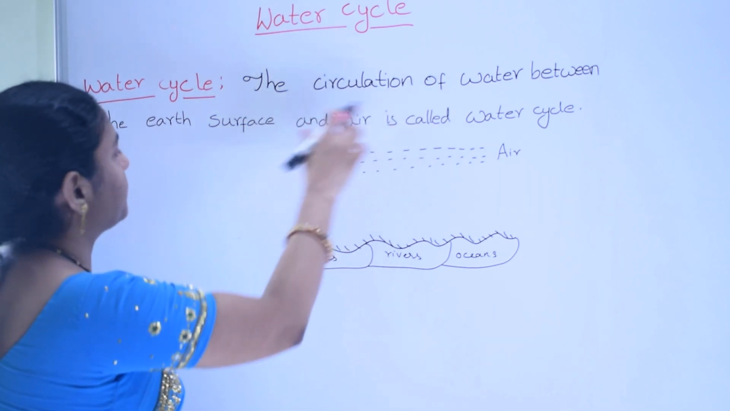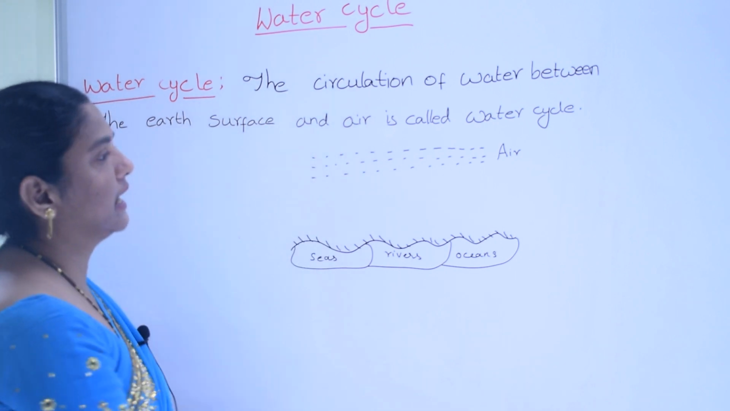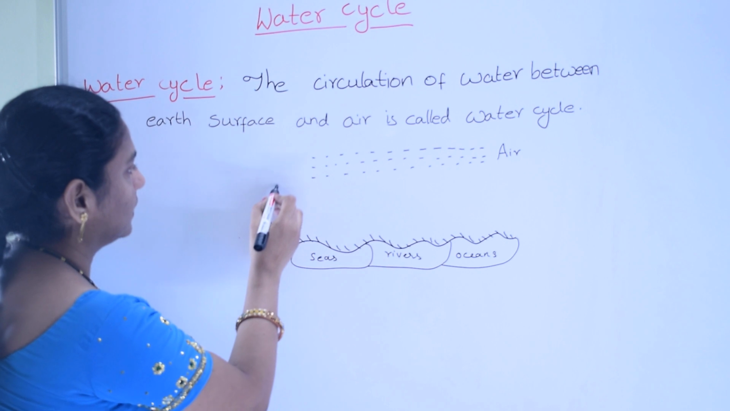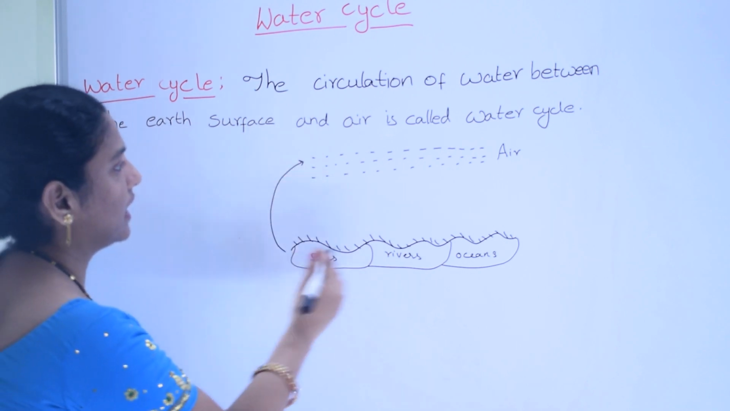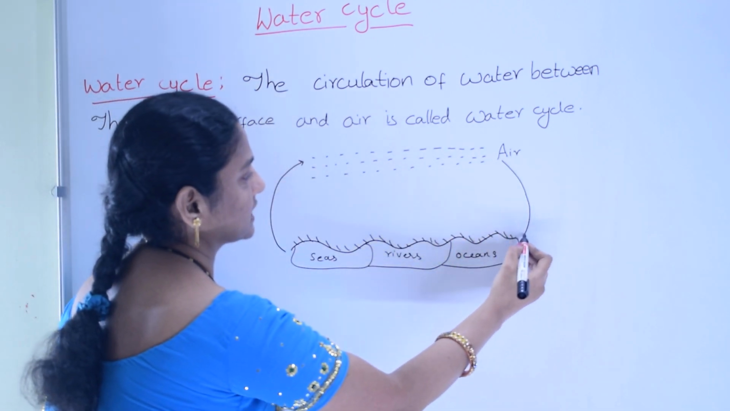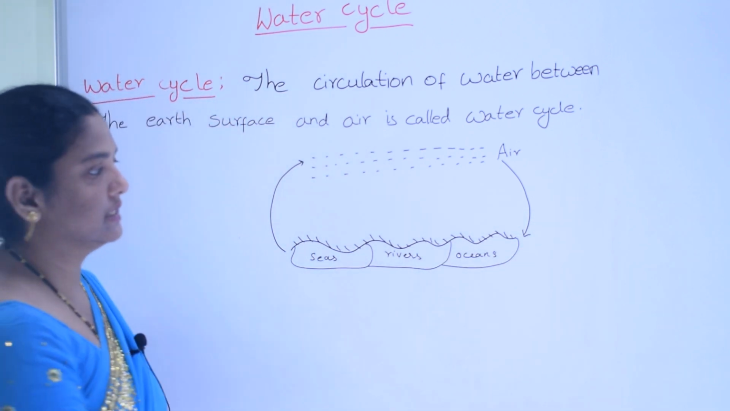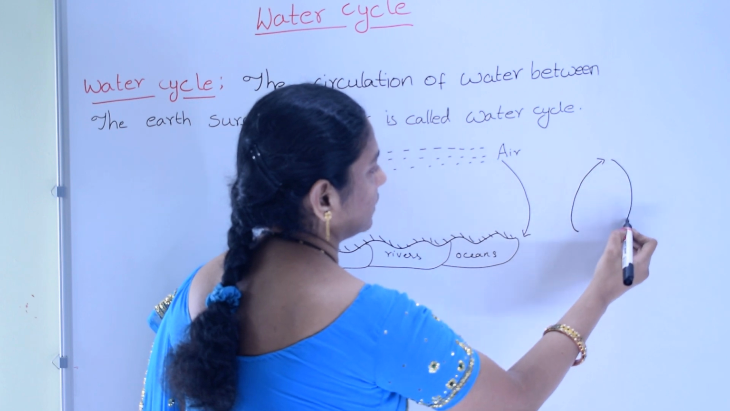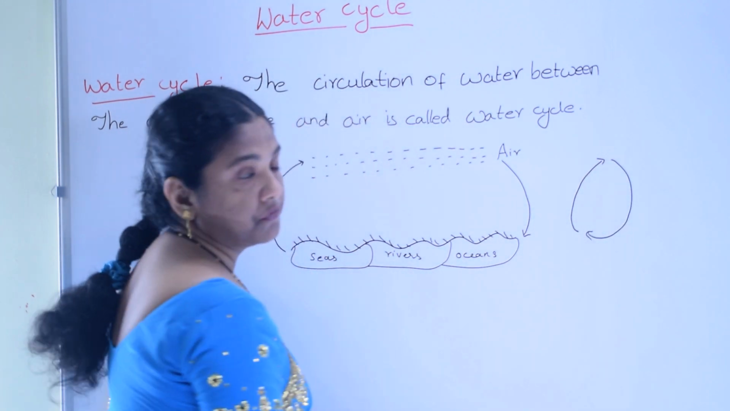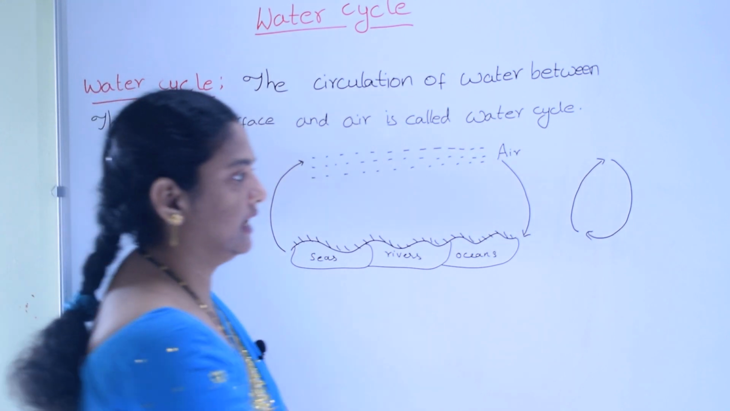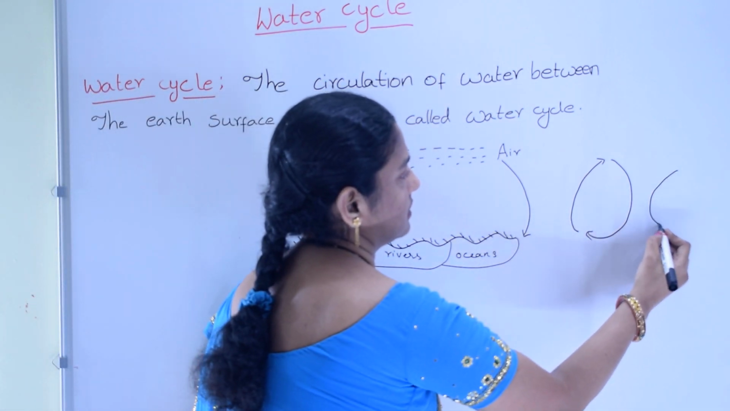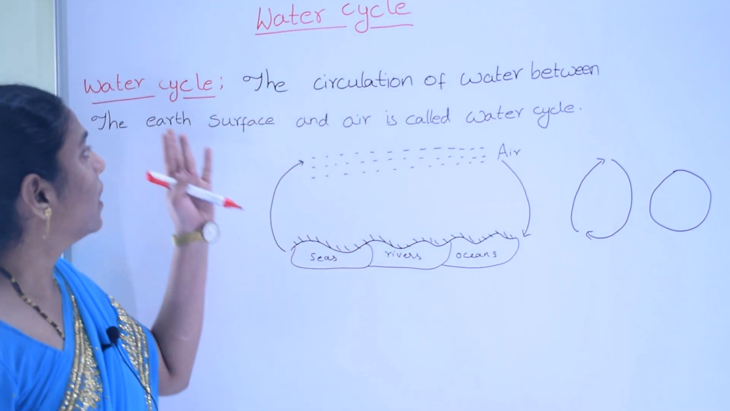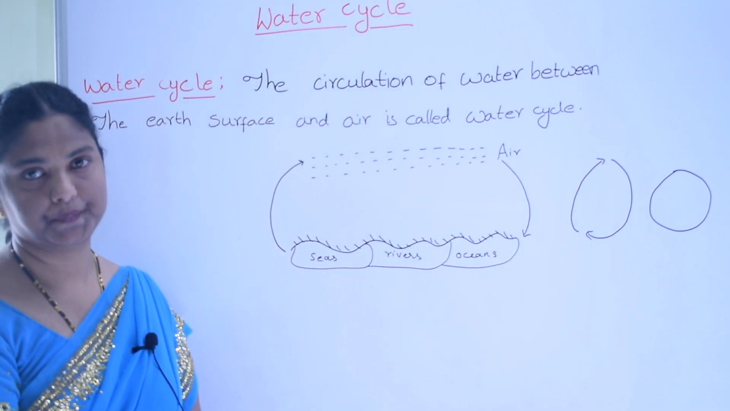The circulation of water between the earth surface and air means the water goes up from the earth surface and comes down from the sky. This is like a circular form, which is like a cycle wheel. That's why we called it as water cycle.